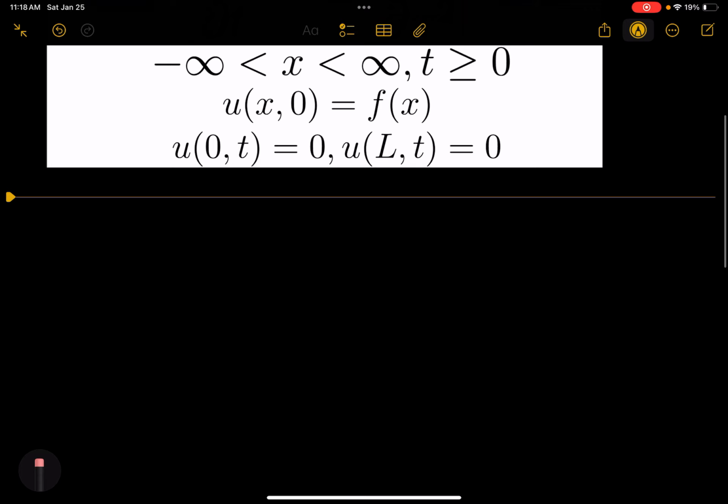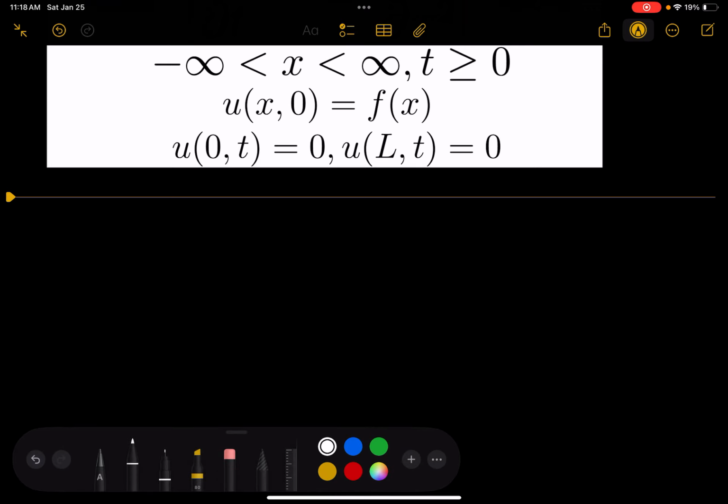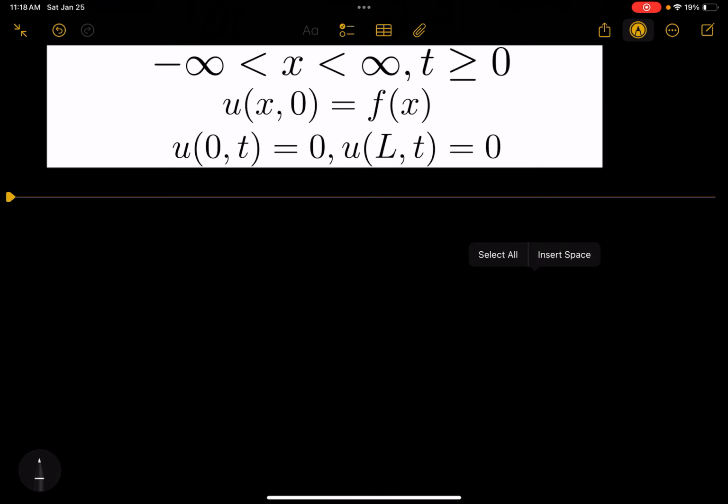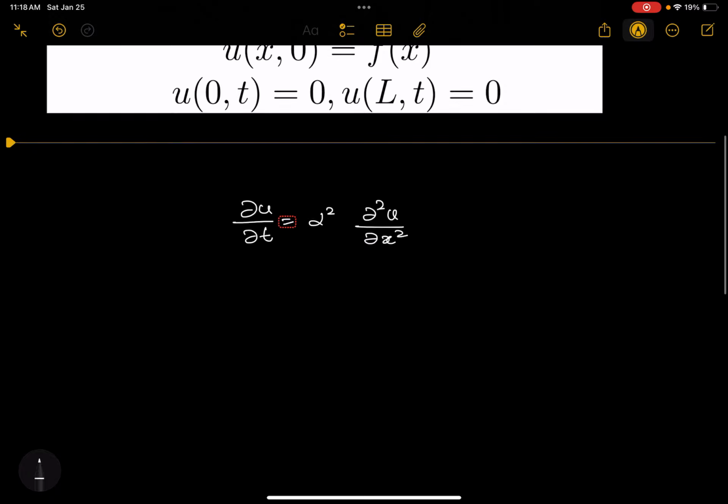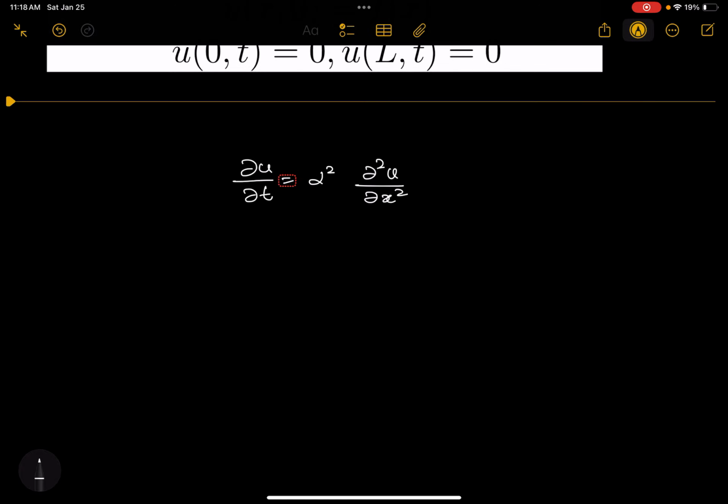So we have the following partial differential equation. Partial u by partial t is equal to alpha square times partial square u by partial x square. Okay, so in the Fourier transform method, what we are going to do is take the Fourier transform of the entire PDE, right?